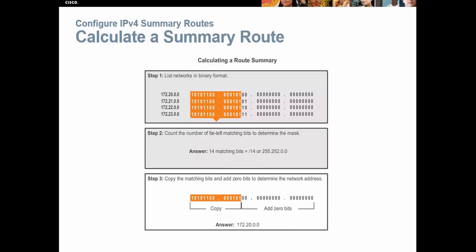Here you can see how you can calculate the summary routes. In this particular one, you're going to list your networks in binary format. You'll count the number of far left matching bits to determine the mask. So here we have 14 bits that match, so it is a 14-bit subnet. Then you would copy the matching bits and add 0 bits to determine the network address. So here we have 172.20, and then the rest are zeros.